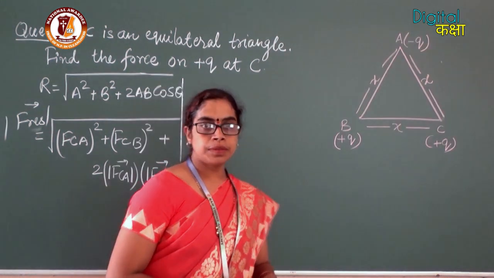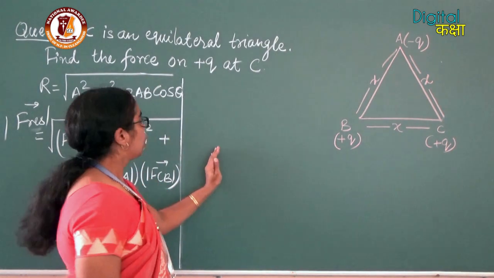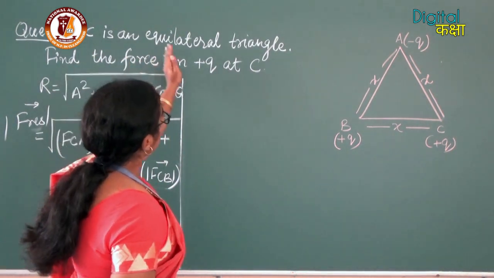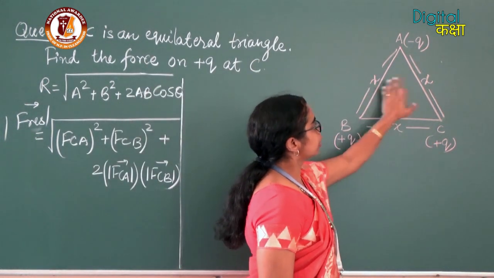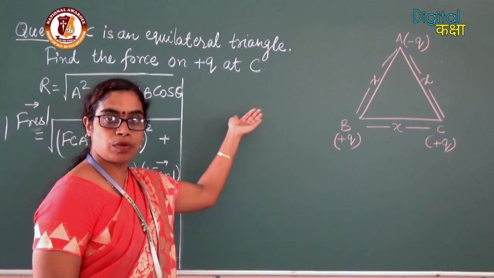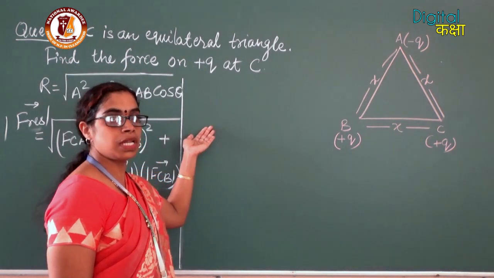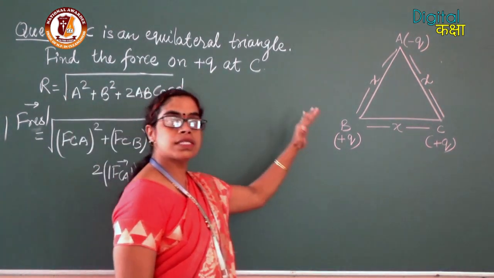Now students, let us solve one more question. That is, triangle ABC is an equilateral triangle. The sides are given as x. The question is same as what was there in the previous question. Find the force on plus Q at C.